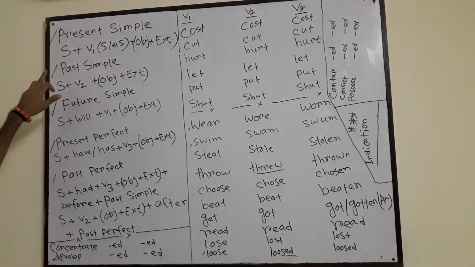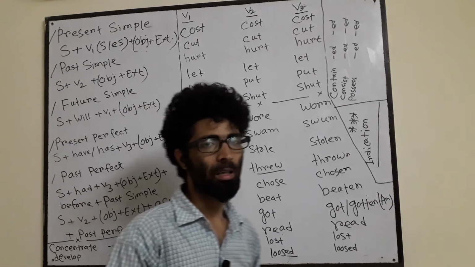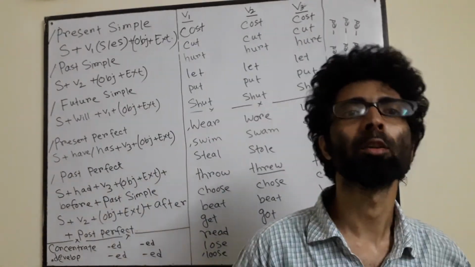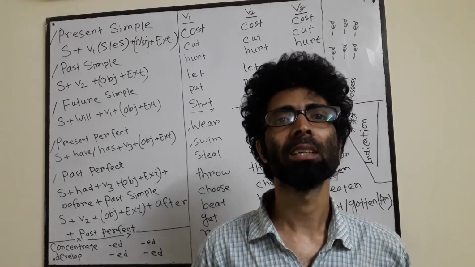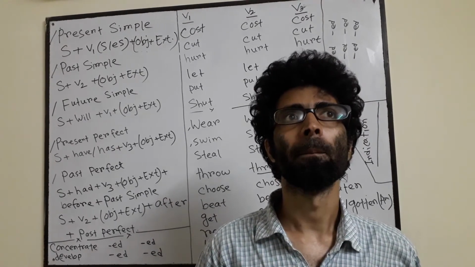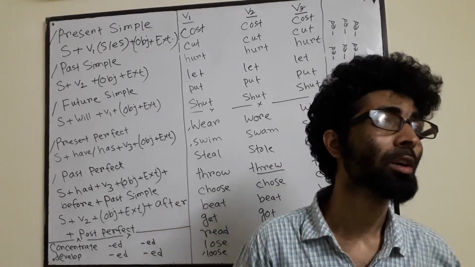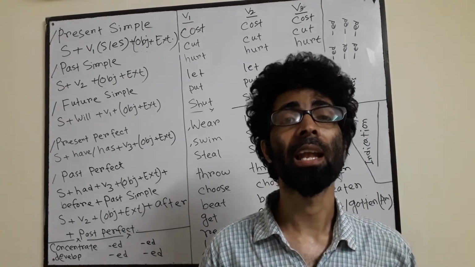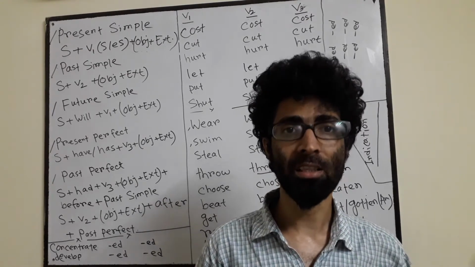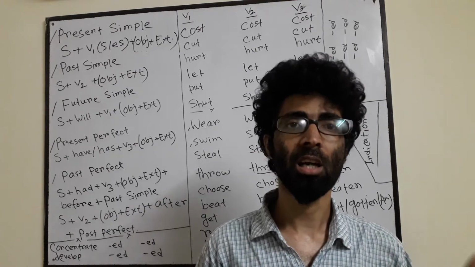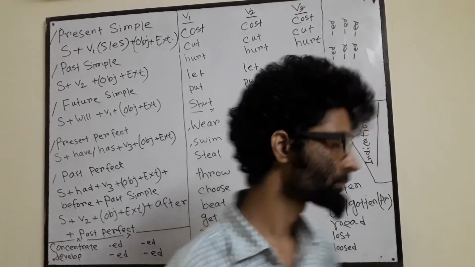Okay, then next one, cut. I cut a mango. If I make present simple, I cut a mango. But if you would like to take another third person singular, suppose he, she, it, it could be: he cuts a mango, then she cuts a mango, then Rohim cuts a mango. Okay.